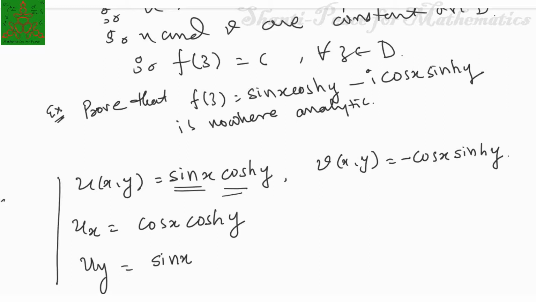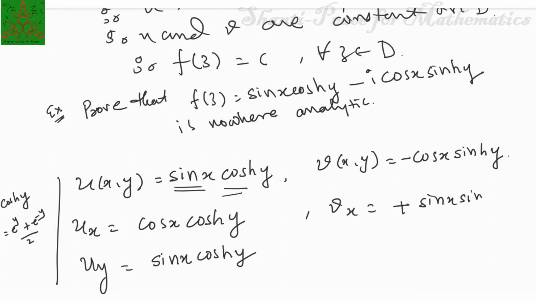So the definition of cos hyperbolic of y is e raised to y plus e raised to minus y by 2, and if we take the derivative of this function with respect to y, it gives cos hyperbolic of y. So the derivative of cos hyperbolic of y is cos hyperbolic of y, and for vx you will have minus minus becomes plus sin x sine hyperbolic of y. The sine hyperbolic of y is e raised to y minus e raised to minus y by 2. If you differentiate this, it will be plus cos hyperbolic of y.